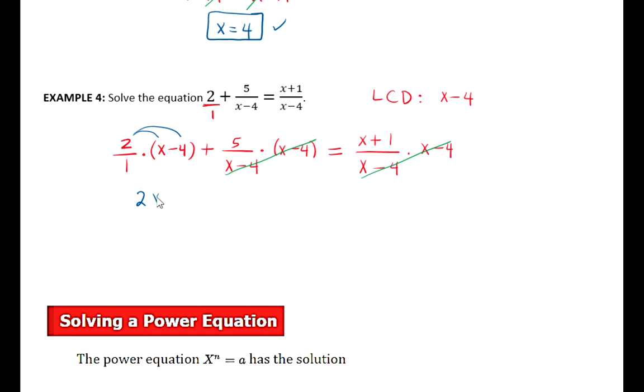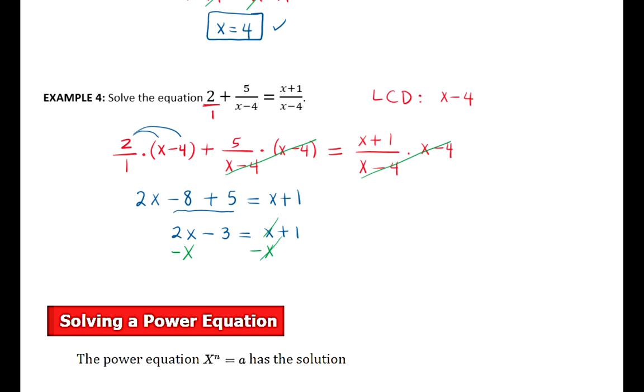I got 2x minus 8. From here I got plus 5 equals x plus 1. And I can combine these two. So you see, these two. So I got 2x minus 3 equals x plus 1. And next I apply the same argument. So I'm subtracting x from both sides to get rid of this x on the left side.